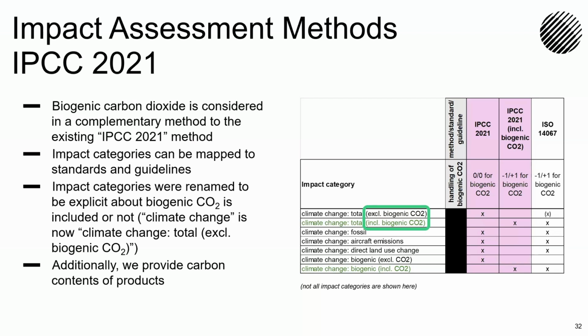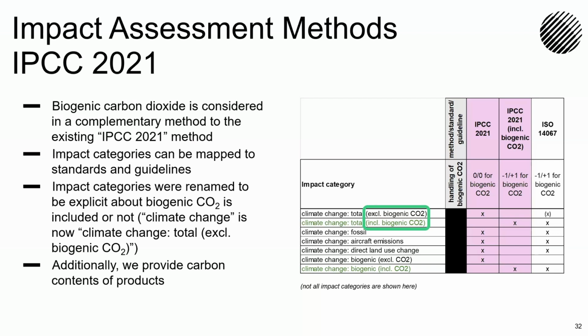Some standards and guidelines also require reporting the carbon or carbon dioxide captured in products. And this information is provided in a separate Excel file containing carbon contents of products in all unit processes in the database. And this is a file that you can access in our database.